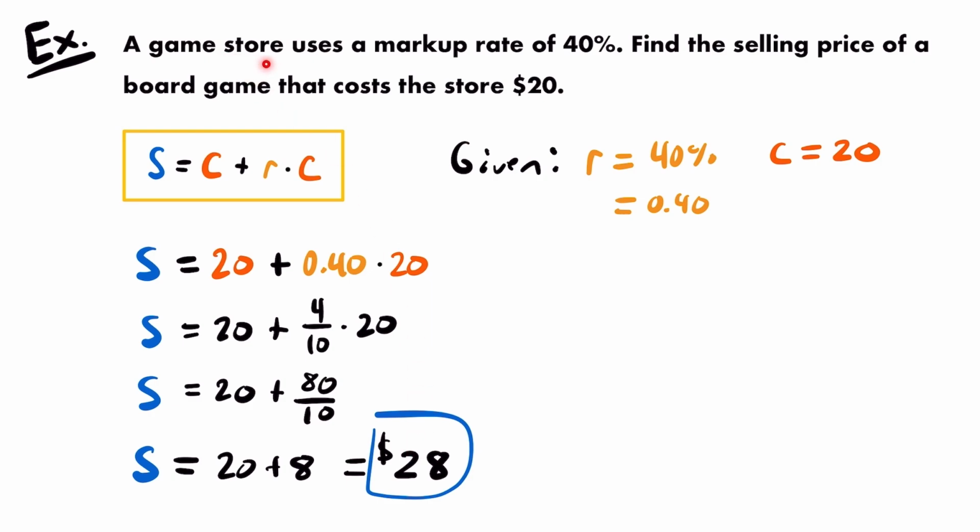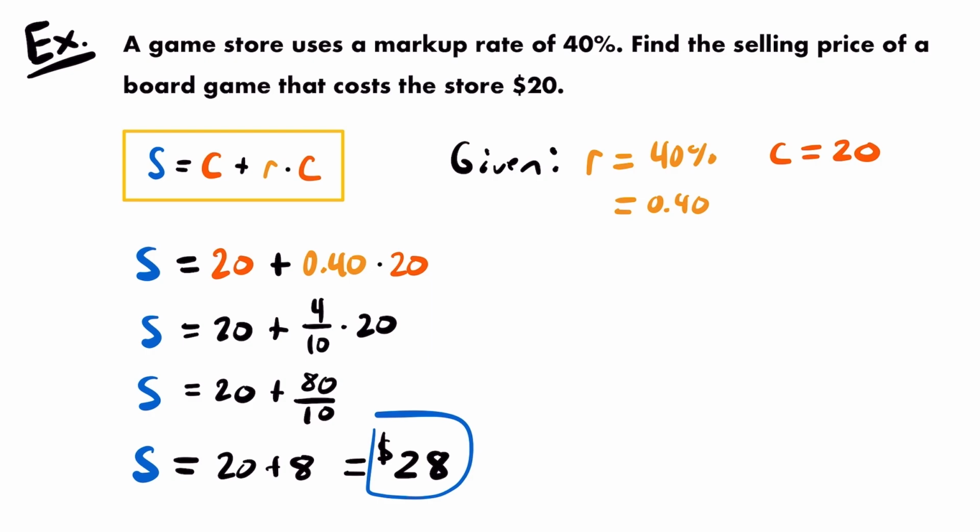If the game store uses a markup rate of 40% and a board game costs them $20, then they would sell that board game for $28. The difference between those two values, that $8 difference, would be the markup for that board game, and that $8 would be 40% of the cost of the board game. Okay, so that's what's going on in this problem.